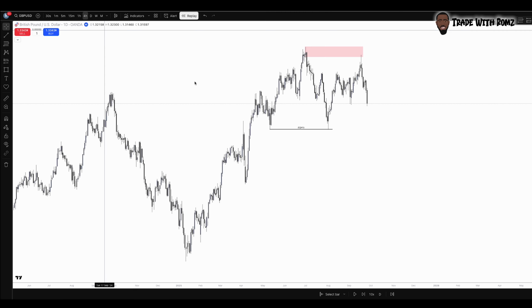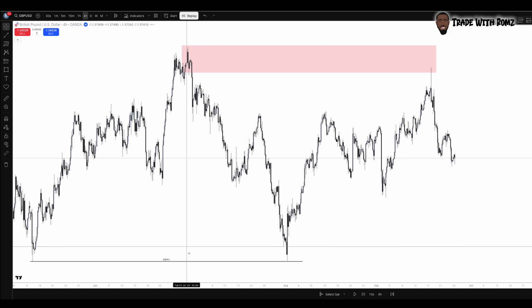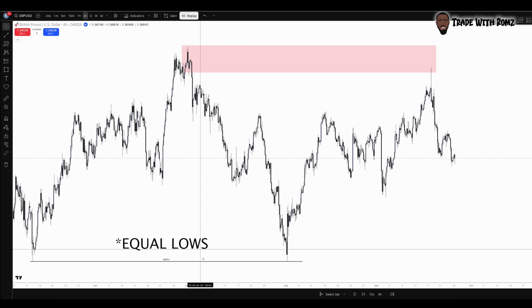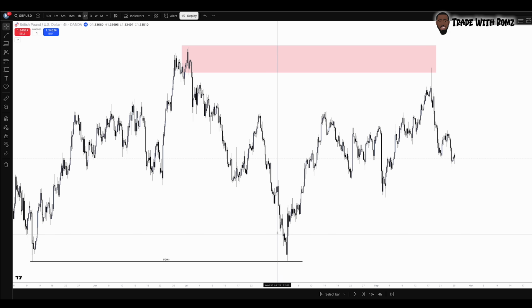But if you go down to the lower time frame, although they had the equal highs on the higher time frame, this wasn't what I was going for. I don't necessarily trade for really high time frame targets, but what I do like is going for intraday targets.